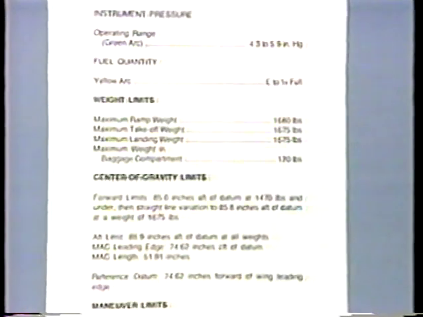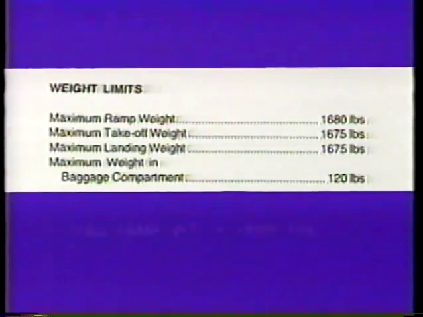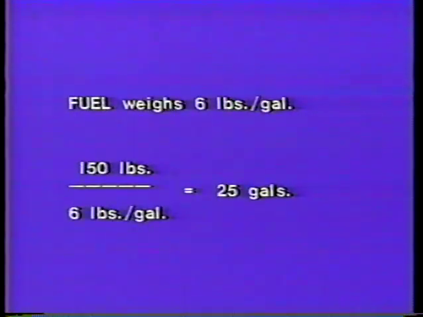The maximum ramp weight for the Skipper is 1,680 pounds. This figure is found in the pilot's operating handbook under the weight limit section. By subtracting the total weight from the 1,680 pound figure, we see that there are 150 pounds available for fuel. How many gallons of fuel is this? Fuel weighs 6 pounds per gallon. The total weight is 150 pounds. Divide 150 pounds by 6 pounds per gallon, and we find that we can load aboard 25 gallons of fuel.